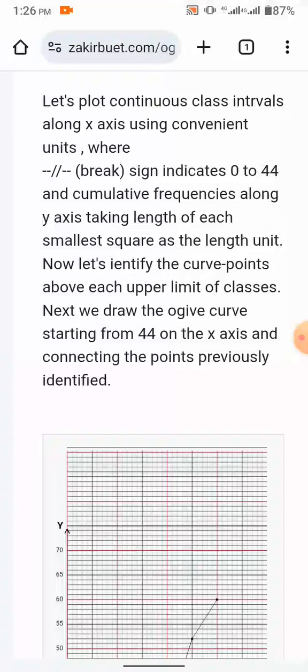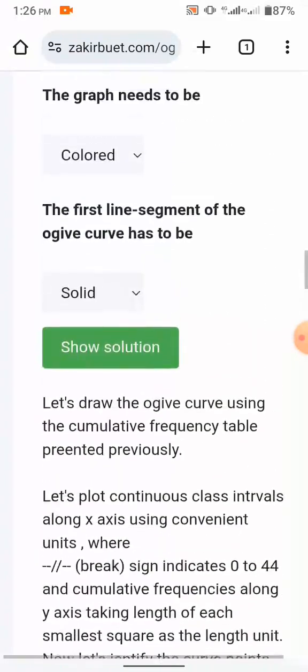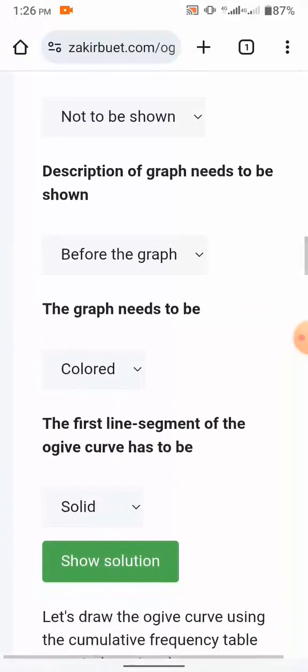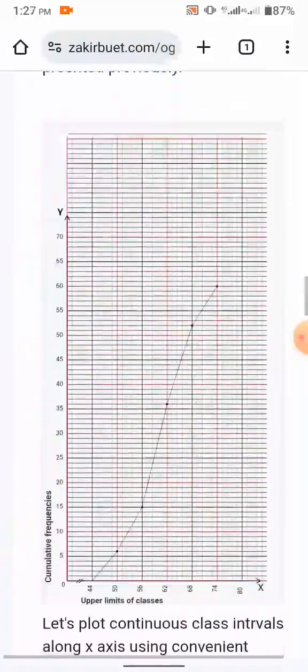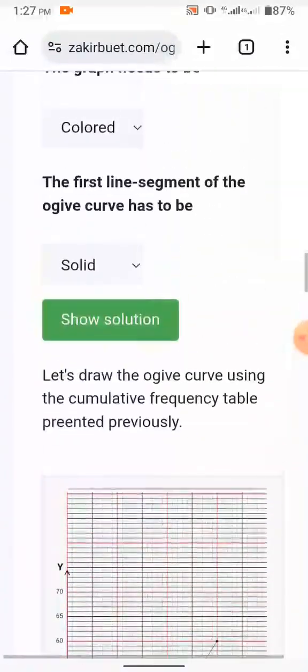Now let's identify the curve points above each upper limit of classes. Next, we draw the ogive curve starting from 44 on the x-axis and connecting the points previously identified. Okay. Next option. So if I choose after the graph, the description goes after the graph.